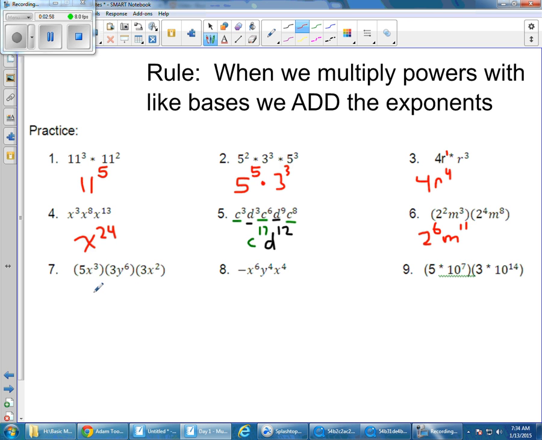Number 7, looking for a like base with 5. 5 does not have a like base. So 5 is just going to stay out. 3's has a like base. There's two 3's. So it's a ninja 1 and a ninja 1. So that gets me 5 times 3 squared.